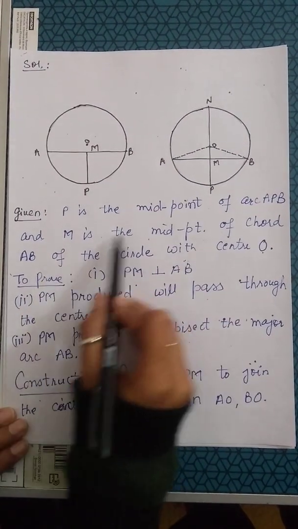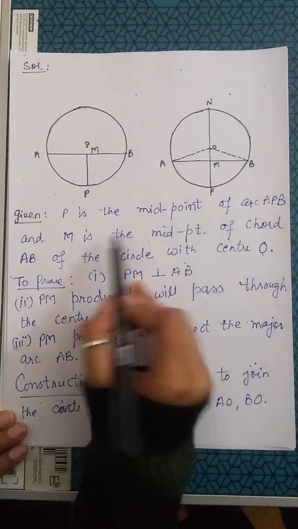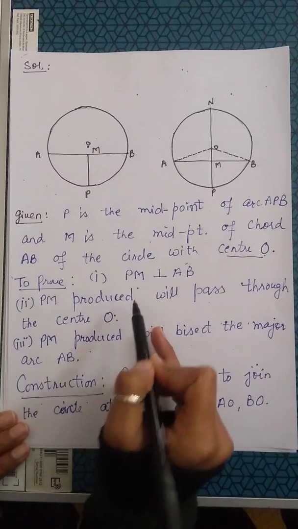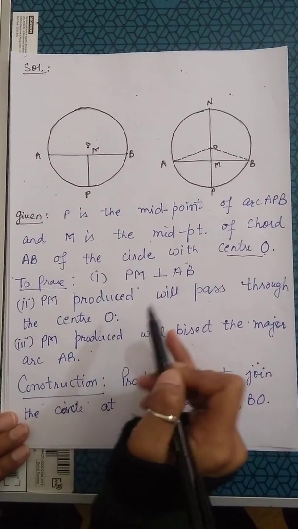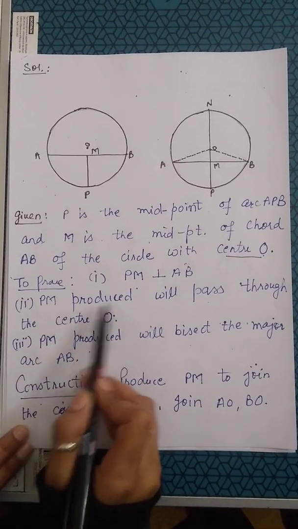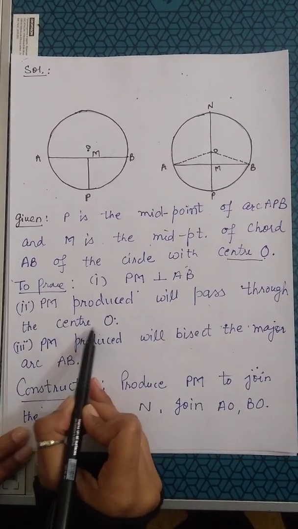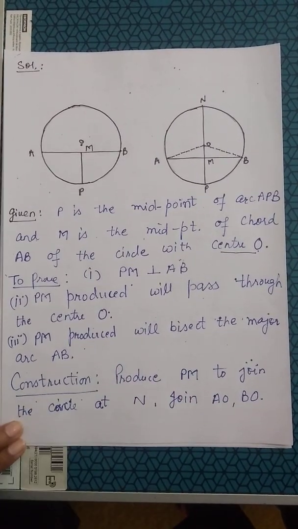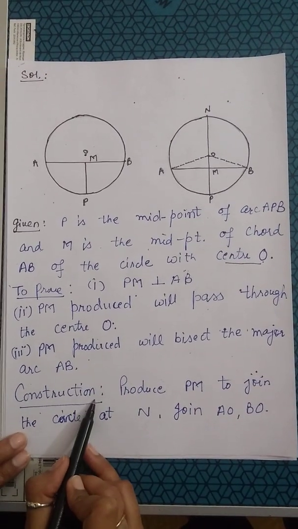Okay, this is given. P is the midpoint of arc APB and M is the midpoint of chord AB of the circle with center O. These are the three points which we need to prove. First, PM is perpendicular to AB. Second, PM produced will pass through the center O and PM produced will bisect the major arc AB. For this, we need to do a construction.